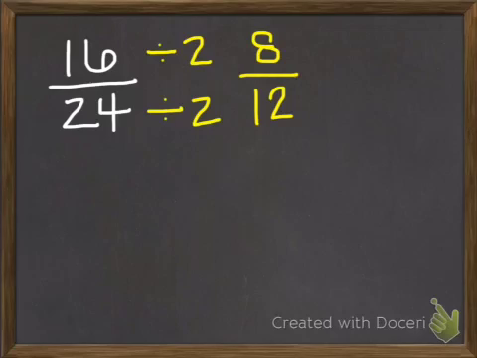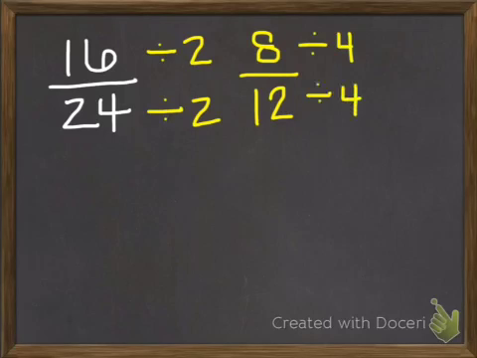I'm looking at 8/12, and it doesn't seem like it's in its simplest form, because I know that both of those numbers could be divided by other numbers besides themselves or 1. I think this time I'm going to try dividing by 4, because I know 4 can go into 8 and it can also go into 12. Let's see if that helps.